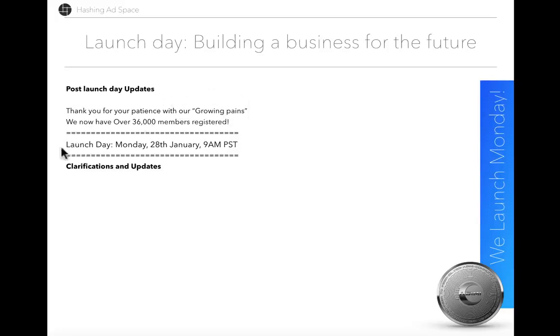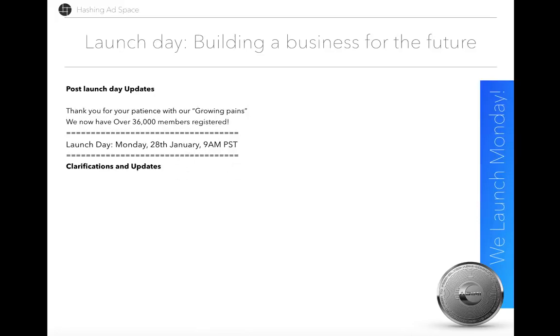So let's talk about the launch day. The launch day has been set to Monday, the 28th of January at 9 a.m. Pacific Standard Time. This is when we launch. This is when everything becomes active on the website. Now, you don't necessarily need to be online at 9 a.m. Pacific Standard Time on the 28th of January. However, that is when we start our promotions. That is when we really roll out everything that we're about to cover in this video.